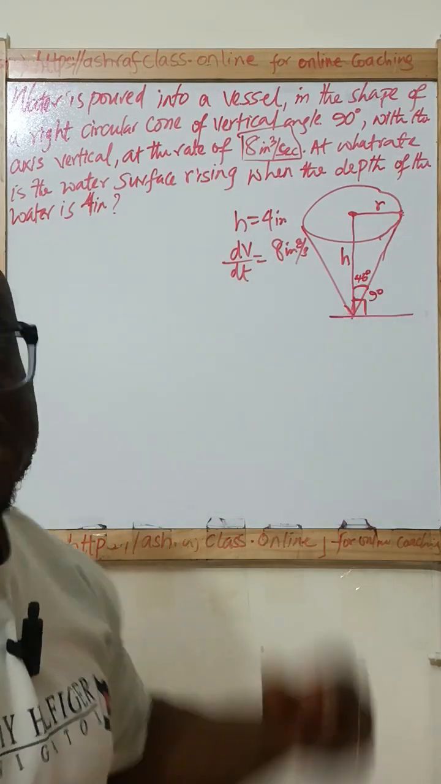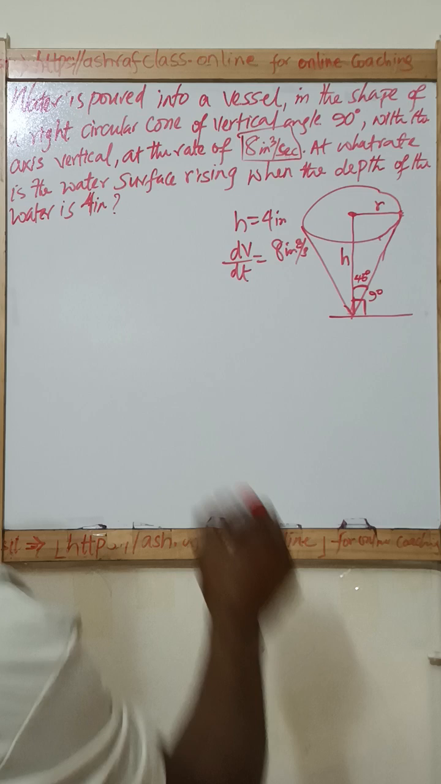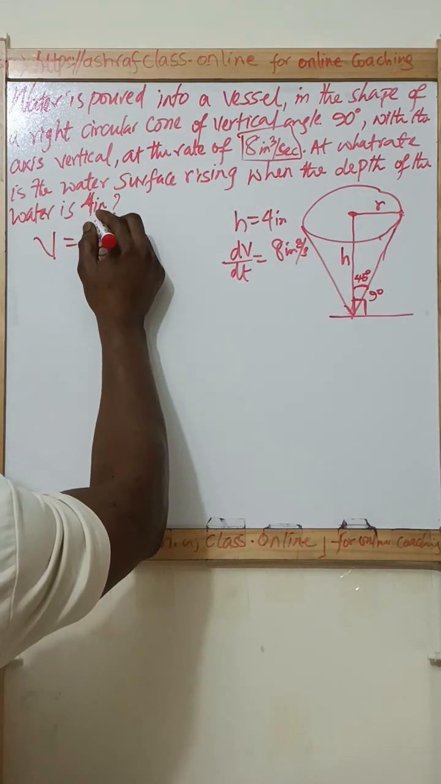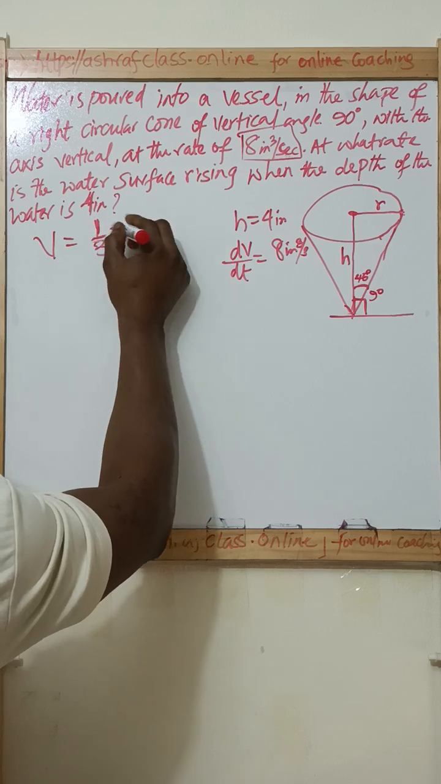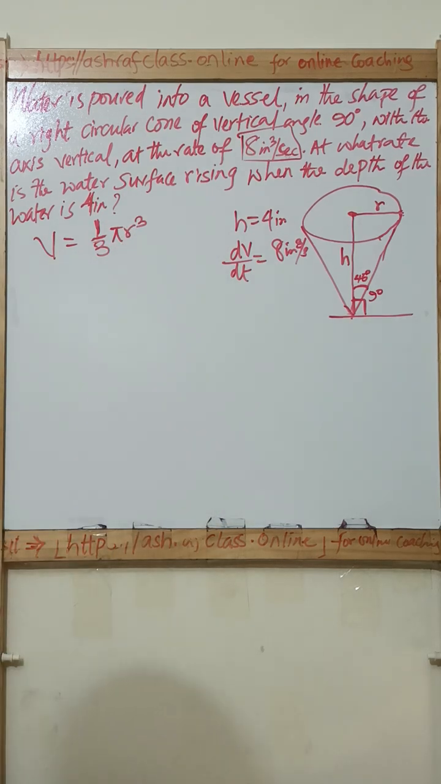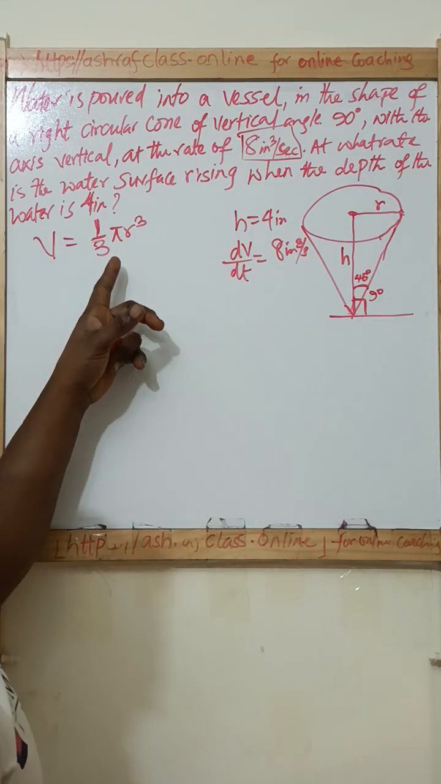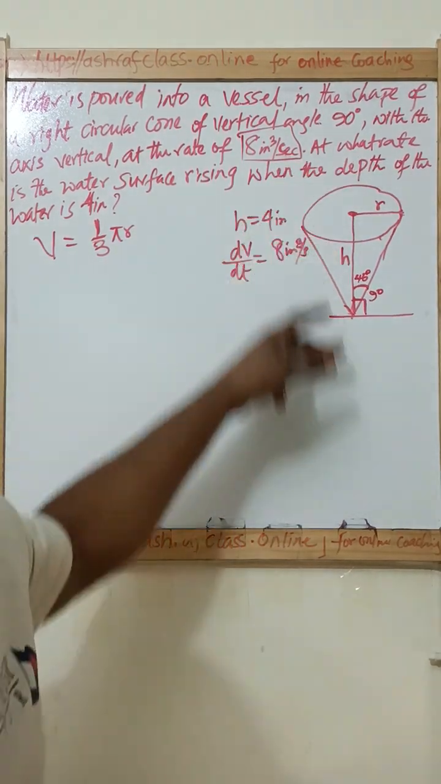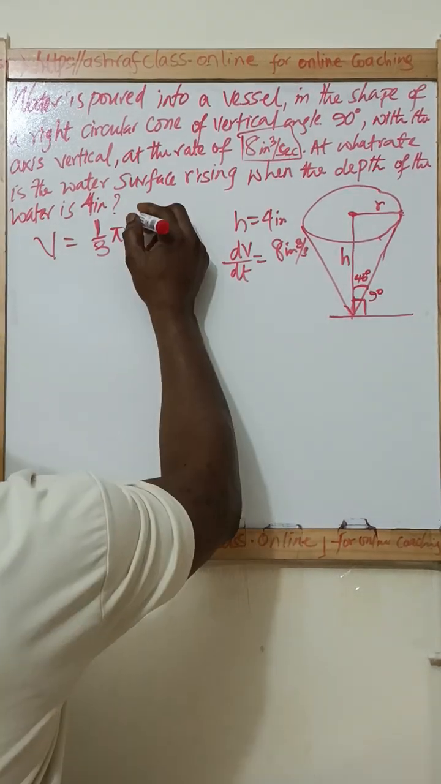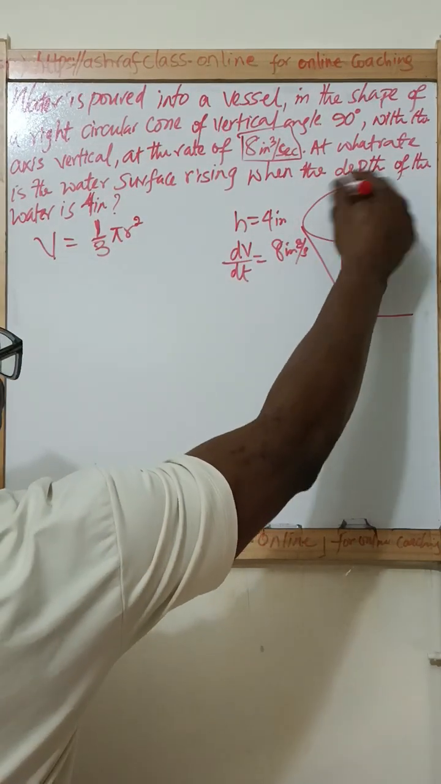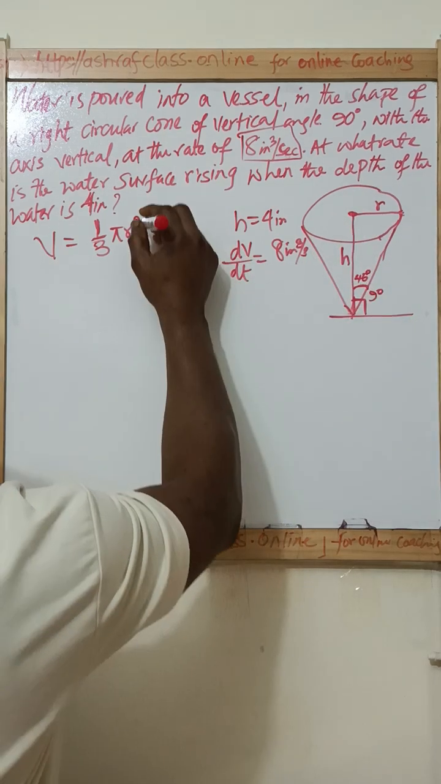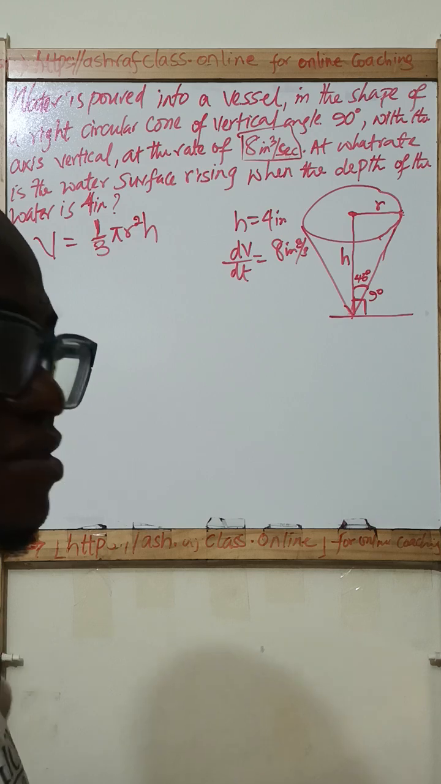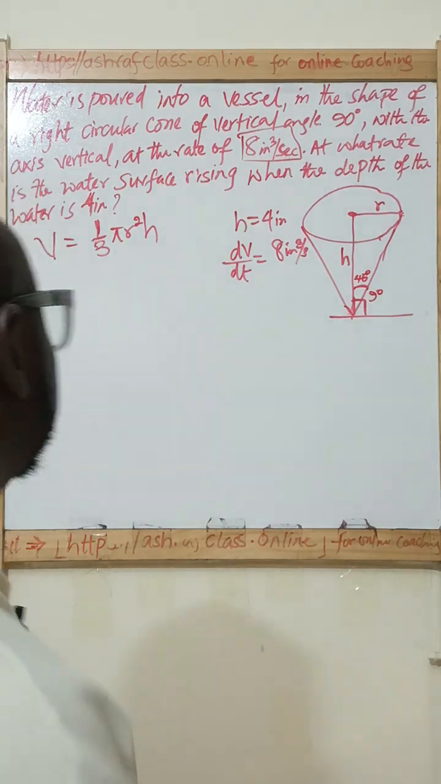But we know the volume of a cone. The volume of a cone is 1 over 3 pi r squared h. That is, 1 over 3 the base area times height. You find the base area, then times the height. That's the volume of a cone.